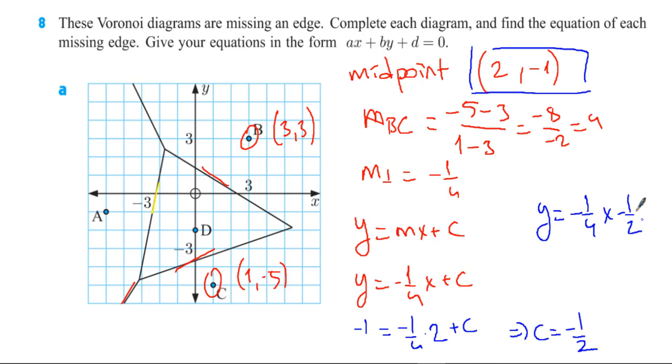This one is correct, but they want it in general form, so we just need to collect all of them on one side. And if we multiply all of them by 4, it will be 4y plus x plus 2 equals 0.